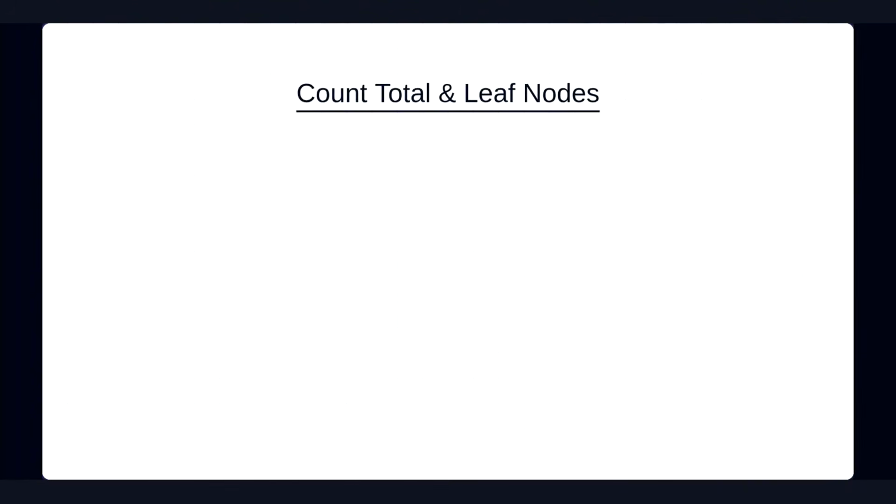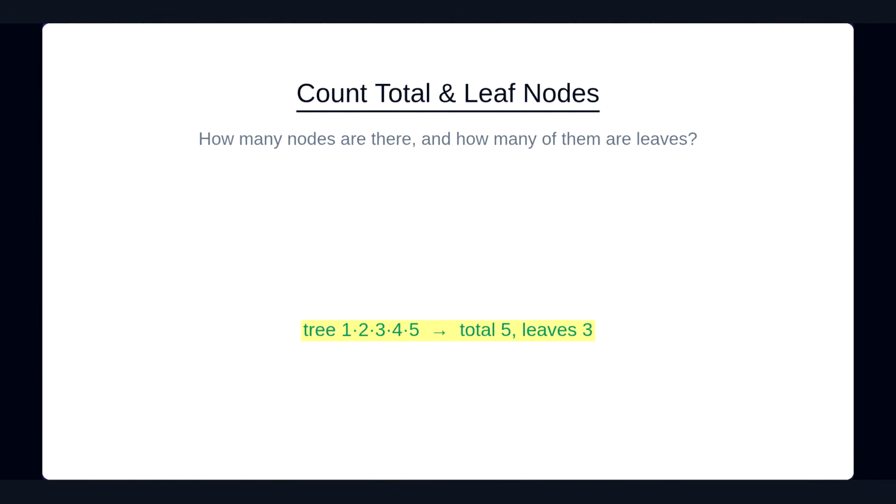Two simple counting questions on the same tree. First, how many nodes are there in total? Second, how many of them are leaves, meaning nodes with no children at all? On our tree, there are 5 nodes altogether, and 3 of them, the 4, the 5, and the 3, are leaves. Let's count both with recursion.